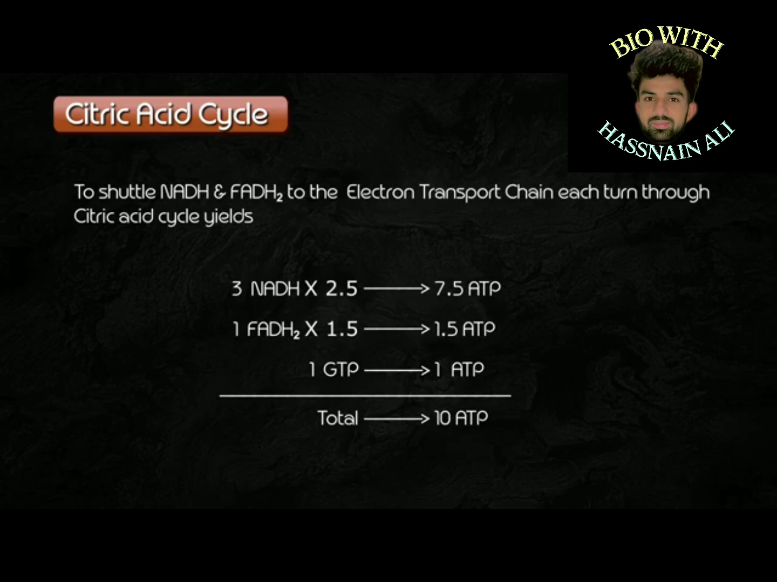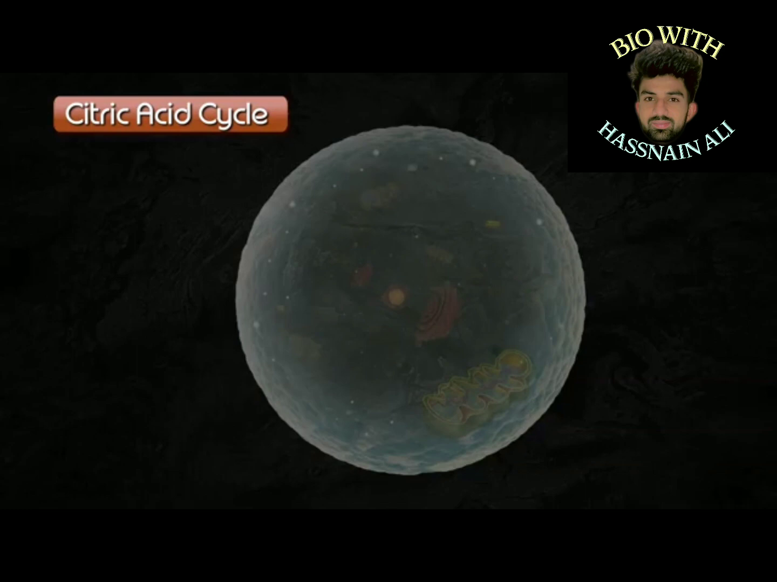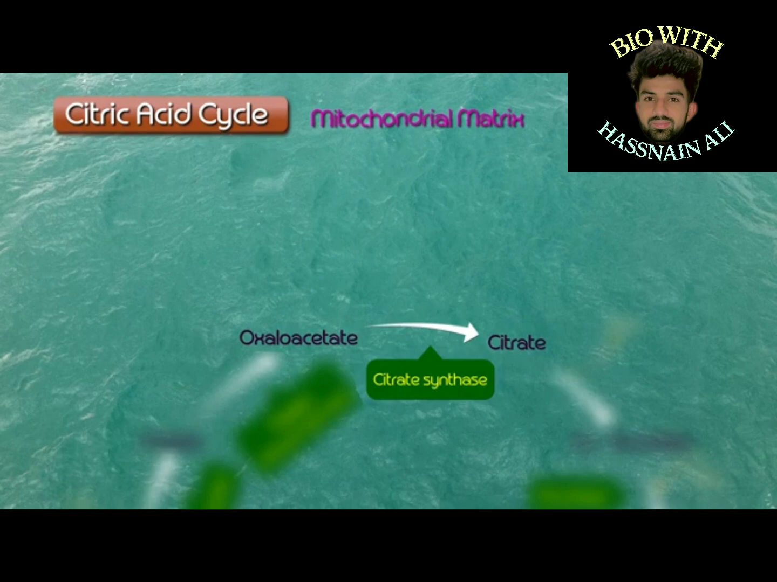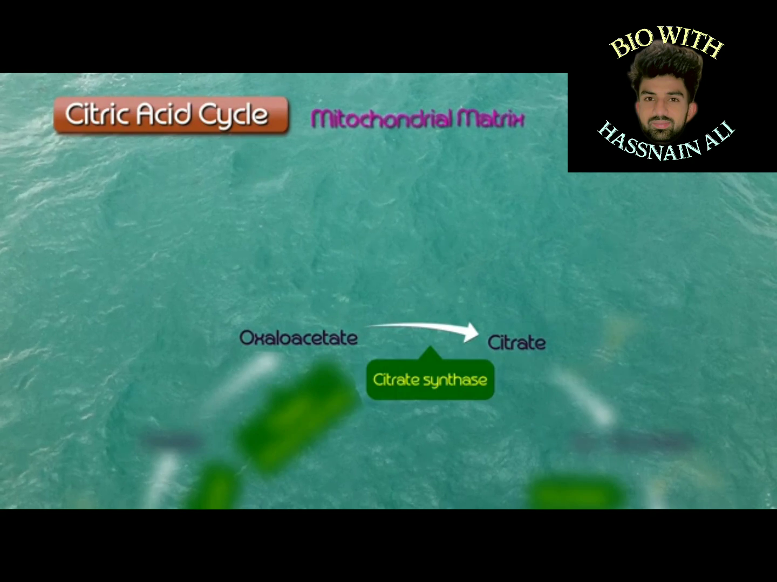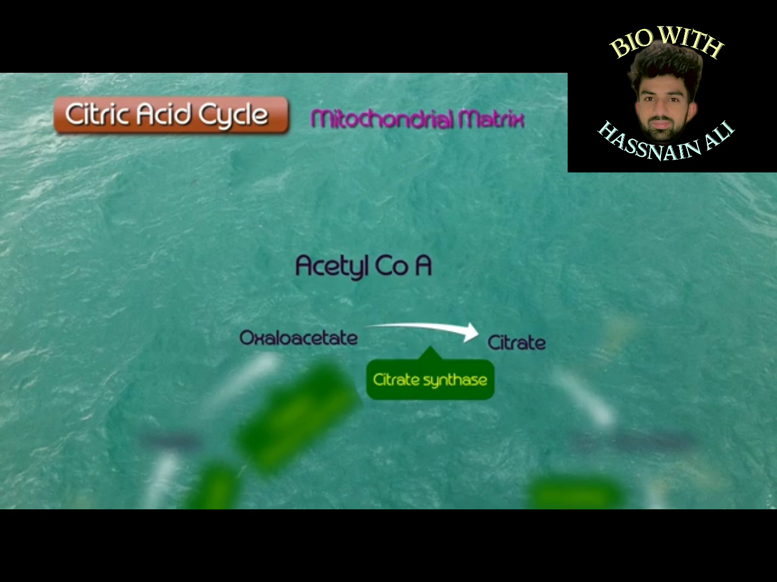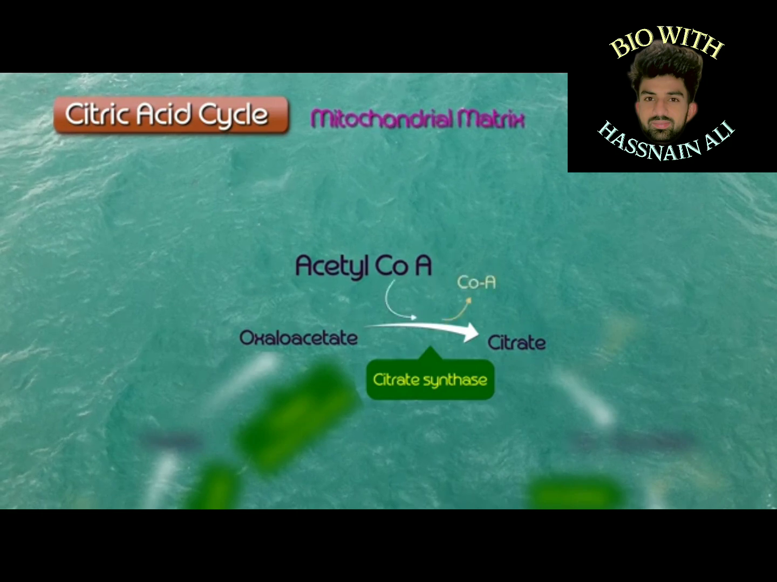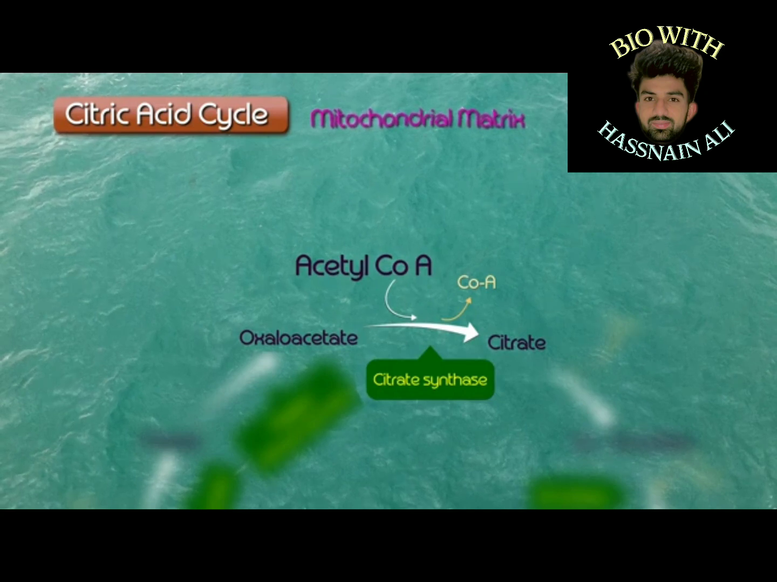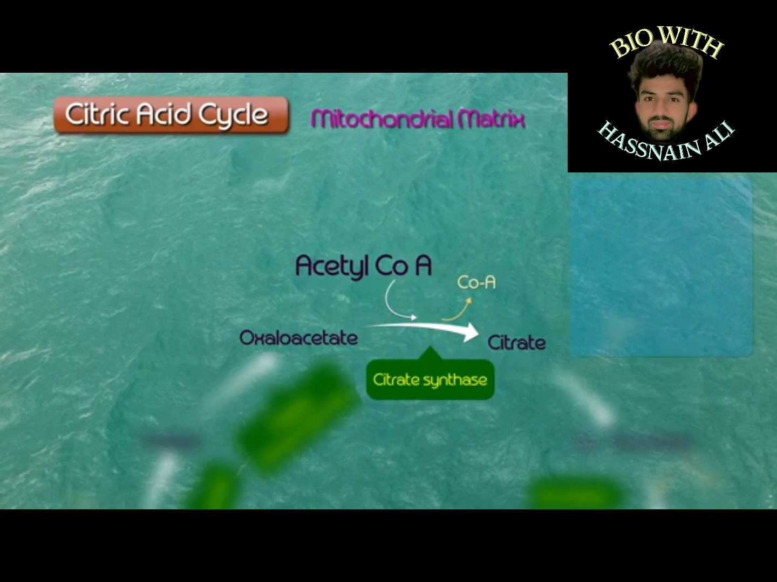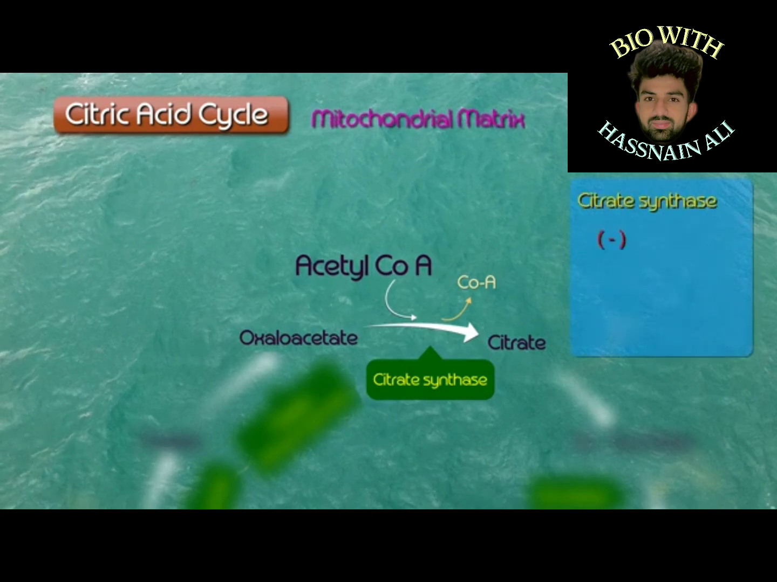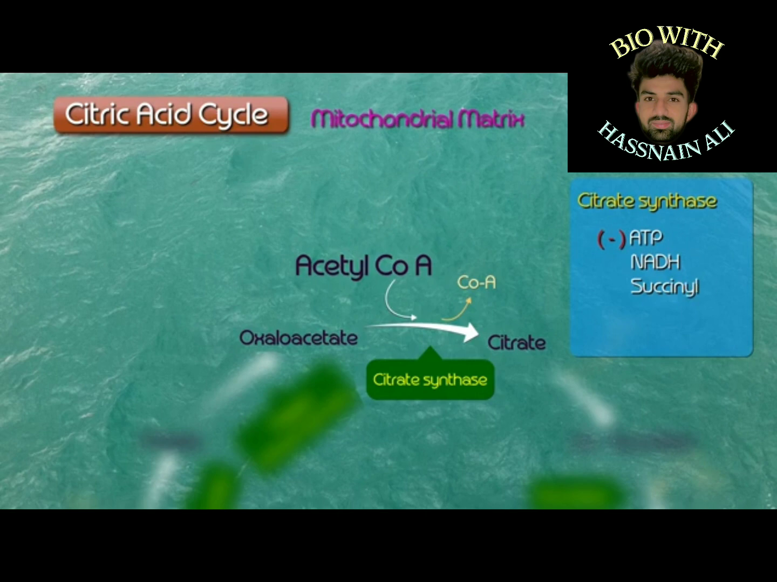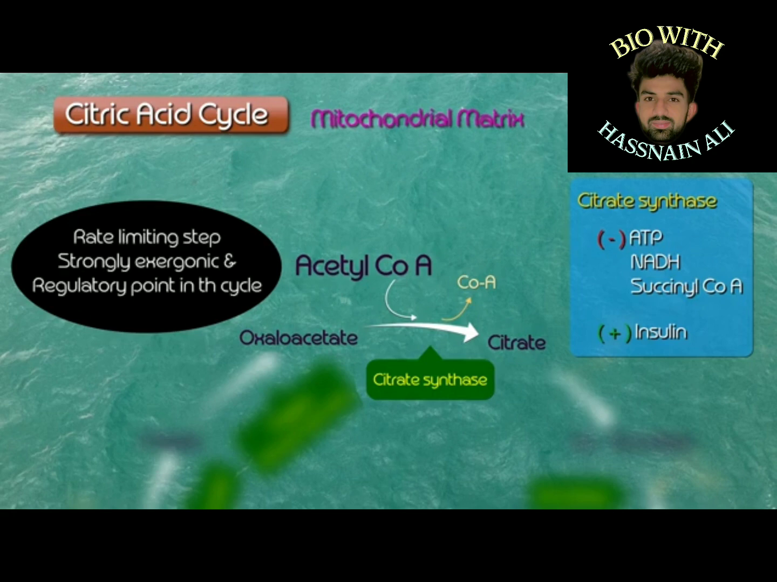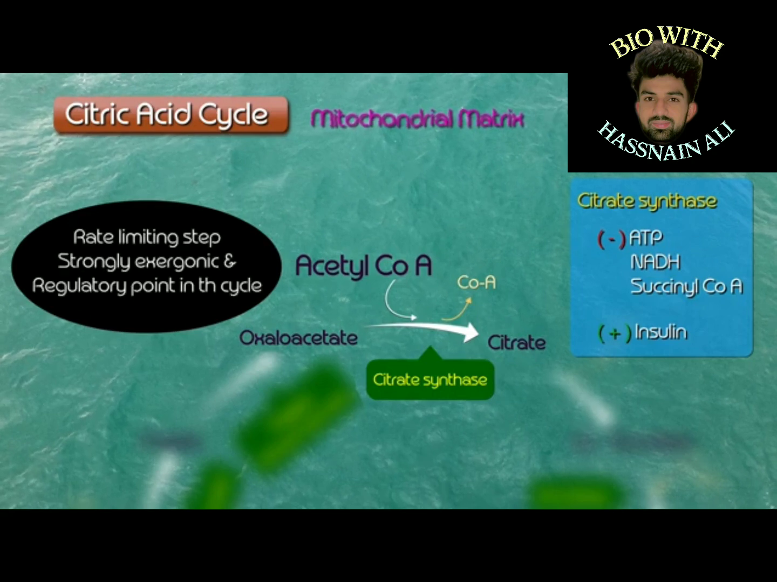So here the citric acid cycle, or the tricarboxylic acid cycle, or the Krebs cycle, takes place in the mitochondrial matrix. Citrate synthase is the enzyme that catalyzes the transfer of the 2-carbon acetyl group from acetyl-CoA to oxaloacetate, forming the 6-carbon molecule in the first reaction, called citrate. Here the citrate synthase is inhibited by ATP, NADH, succinyl-CoA and it is stimulated by insulin. And the citrate synthase is the rate limiting step of the TCA cycle.